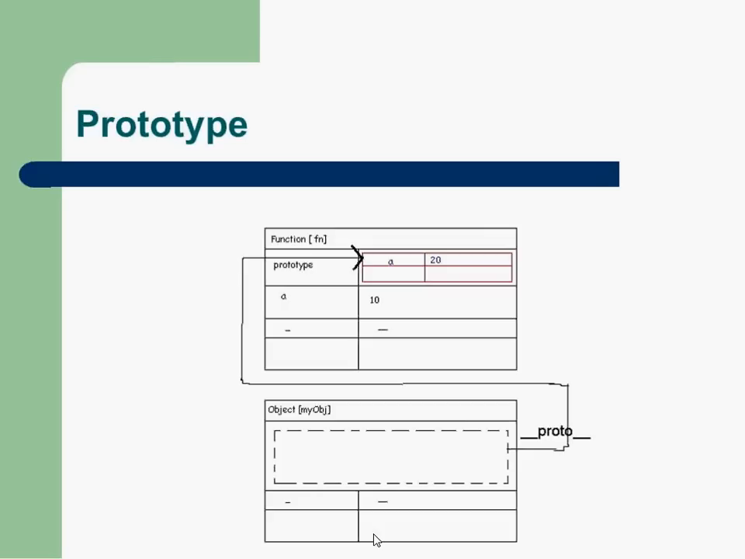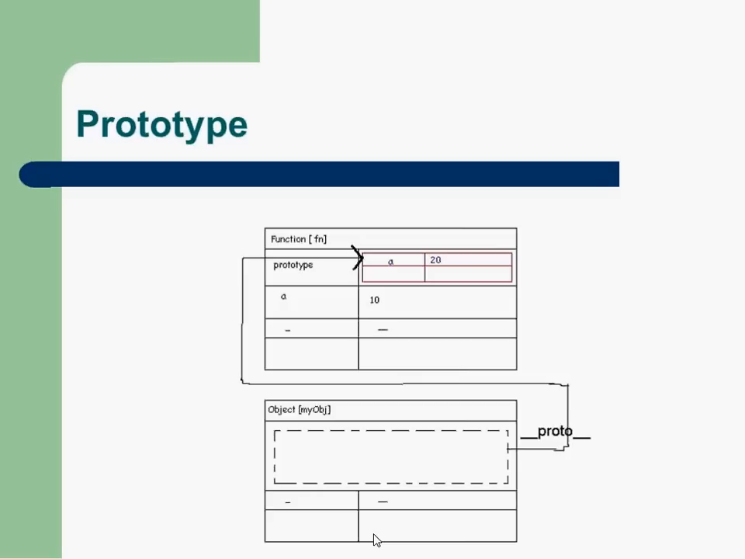Is it a copy? No, it's a reference, like a pointer. That's why it points to that, because even if you change something in the function prototype, all the objects' values will instantly get changed.